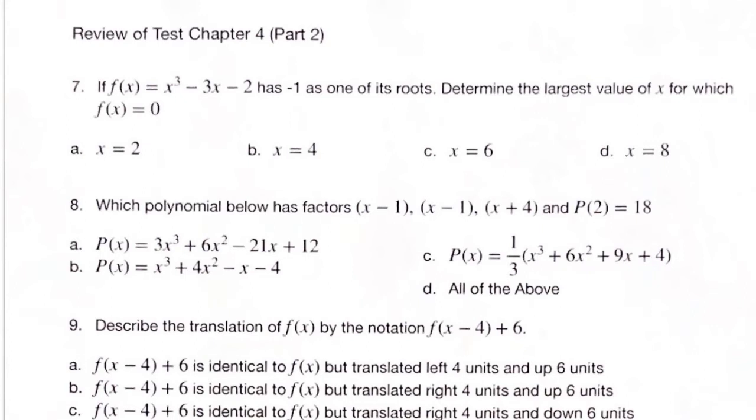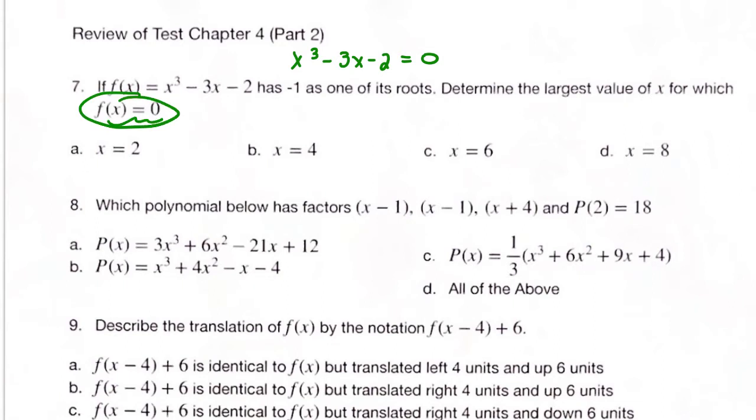All right, problem number 7. What do we got here? We got this x cubed equation has negative 1 as one of its roots, one of its solutions. Find the largest value of x for which f of x equals 0. So remember, f of x equals 0 just means take the equation, set it equal to 0. Okay, that's what they're asking when they say f of x equals 0.